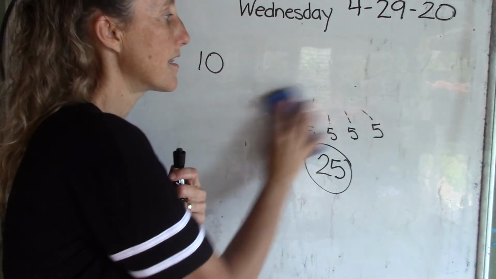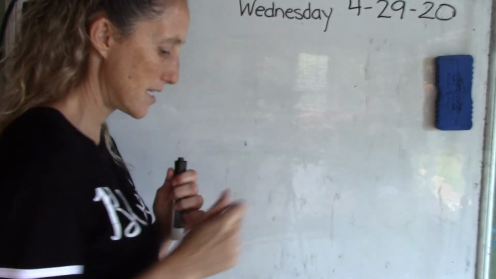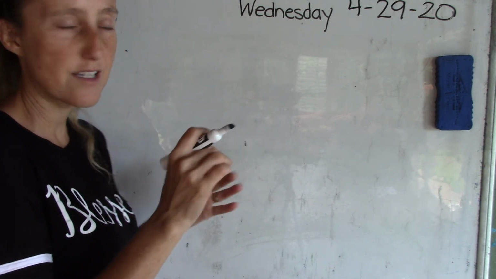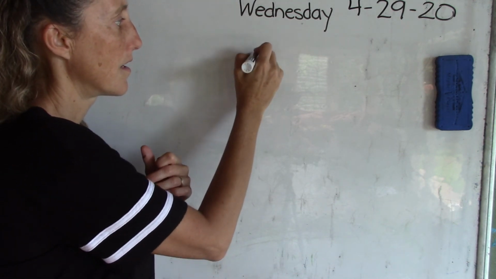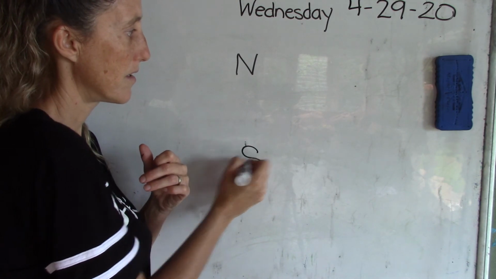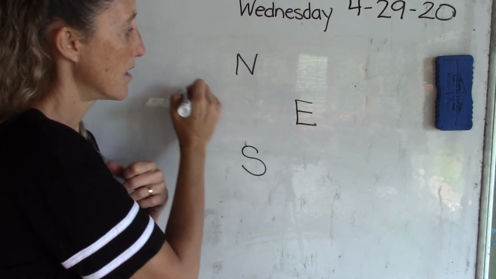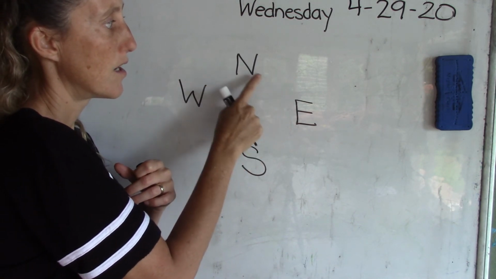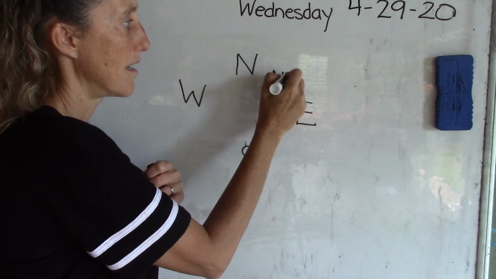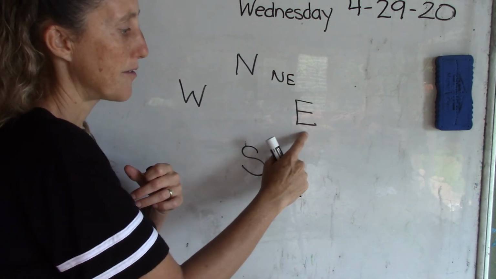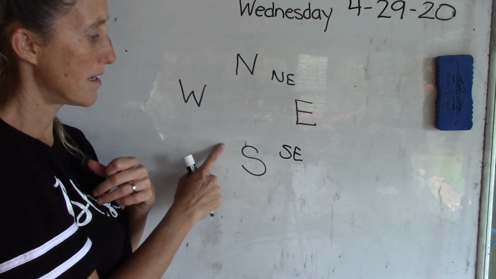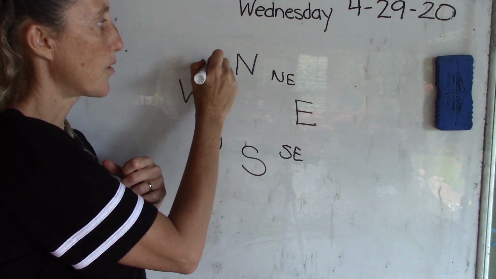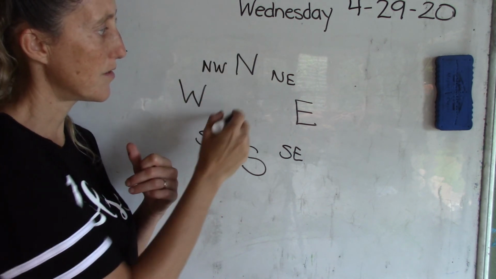All right, and then the last thing that you're going to do is they want you to review the directions. So, north, south, east, west. Do you remember what this would be right here? Northeast. What would this be? Southeast. What would this be? Southwest. And this one? Northwest.